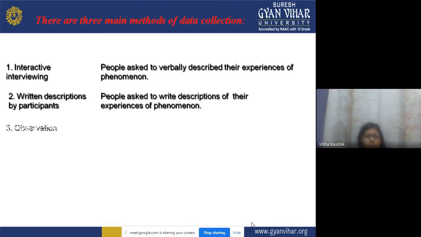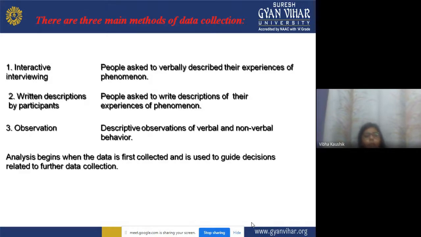There are three main methods of data collection. First one is interactive interview, where we go to a person and try to take his viewpoints and experiences on a particular phenomenon or situation. In an interactive interview, people are asked to verbally describe their experiences of a phenomenon. We ask verbal questions, and through those questions we try to get information related to the experiences of that particular individual.